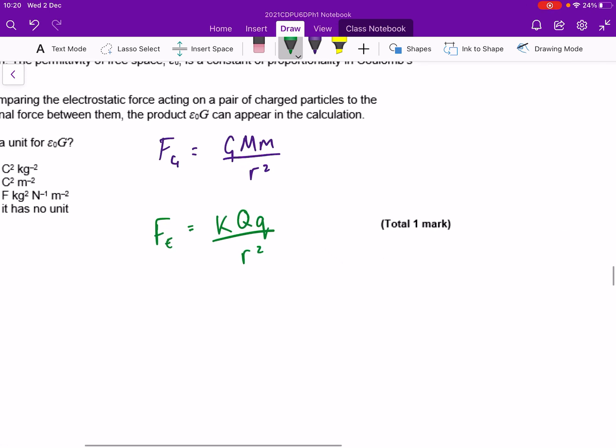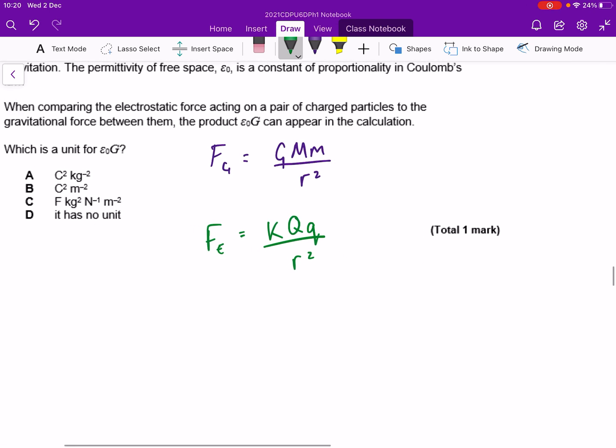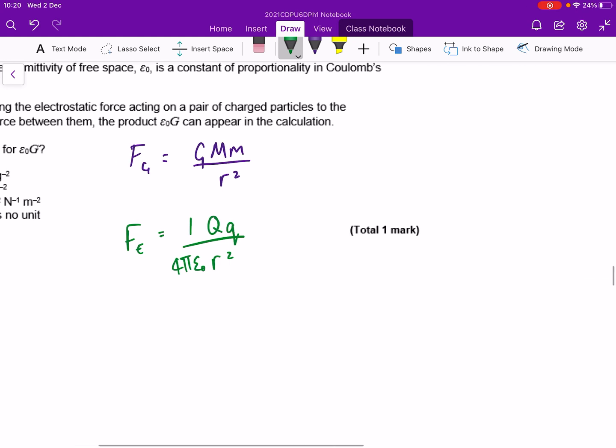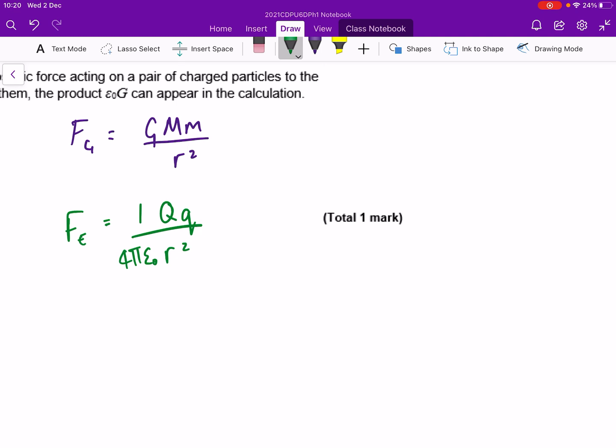So, if we want to, oh, actually, we're not going to need k, are we? We're going to need 1 over 4 pi epsilon naught. Okay, so, what can we do here then? So, get G. G is F_g times r squared over m m.